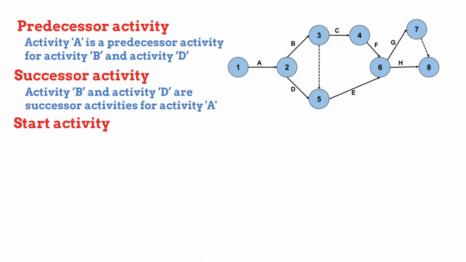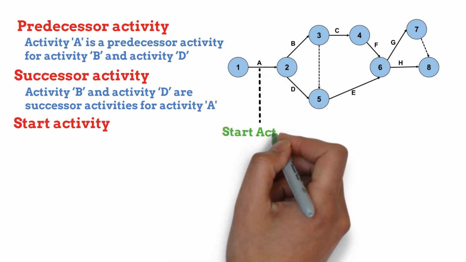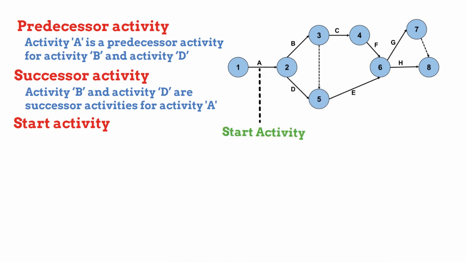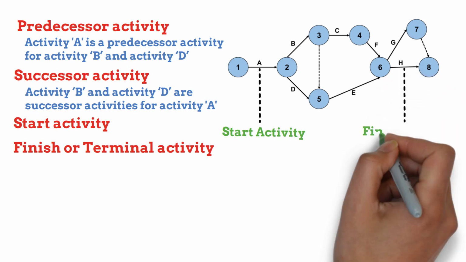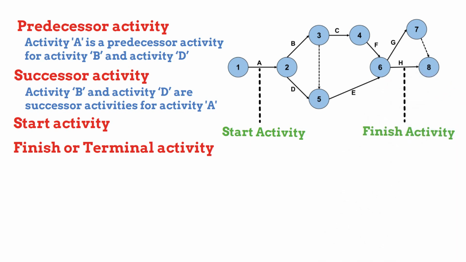Start activity. It is the one which does not have any preceding activity. Activity A is the start activity. Finish or terminal activity. It is the one which does not have any succeeding activity. Activity H is the finish or terminal activity. Concurrent activities. Activities that can be accomplished together are known as concurrent activities. Activity B and activity D are concurrent activities.